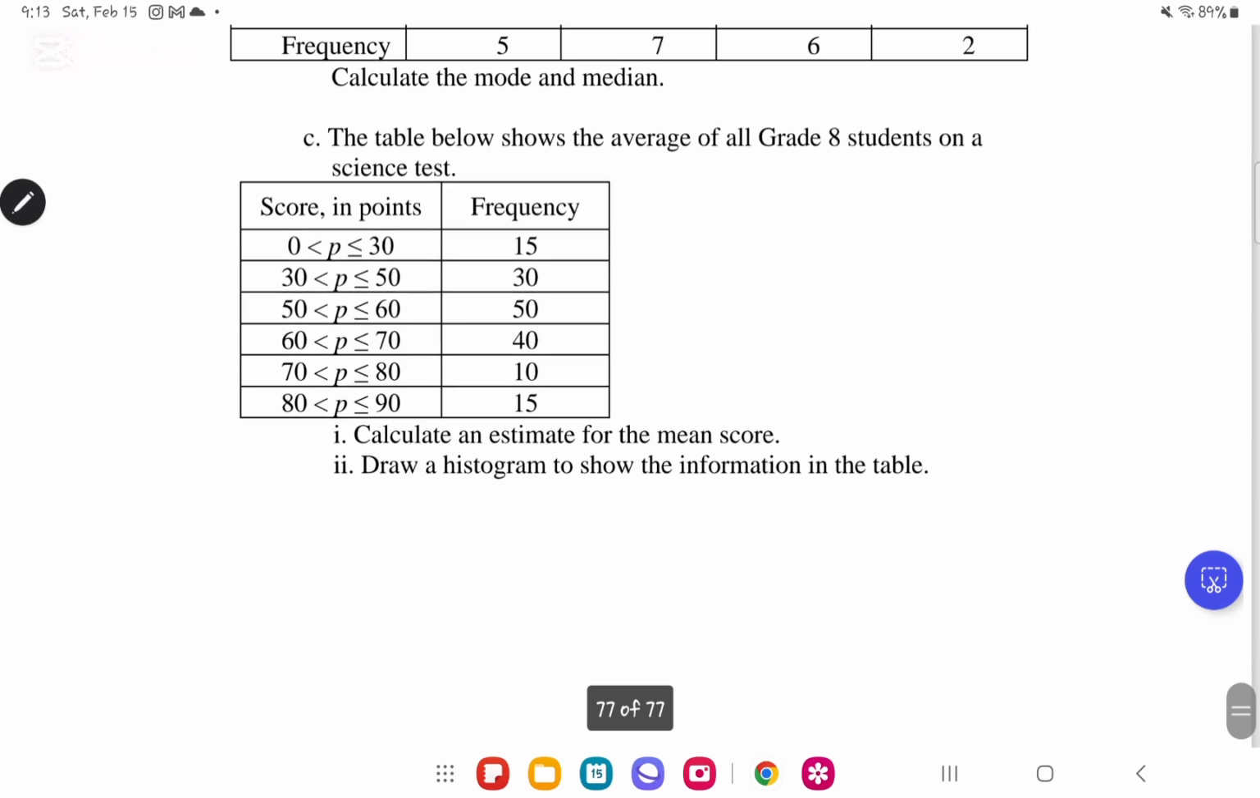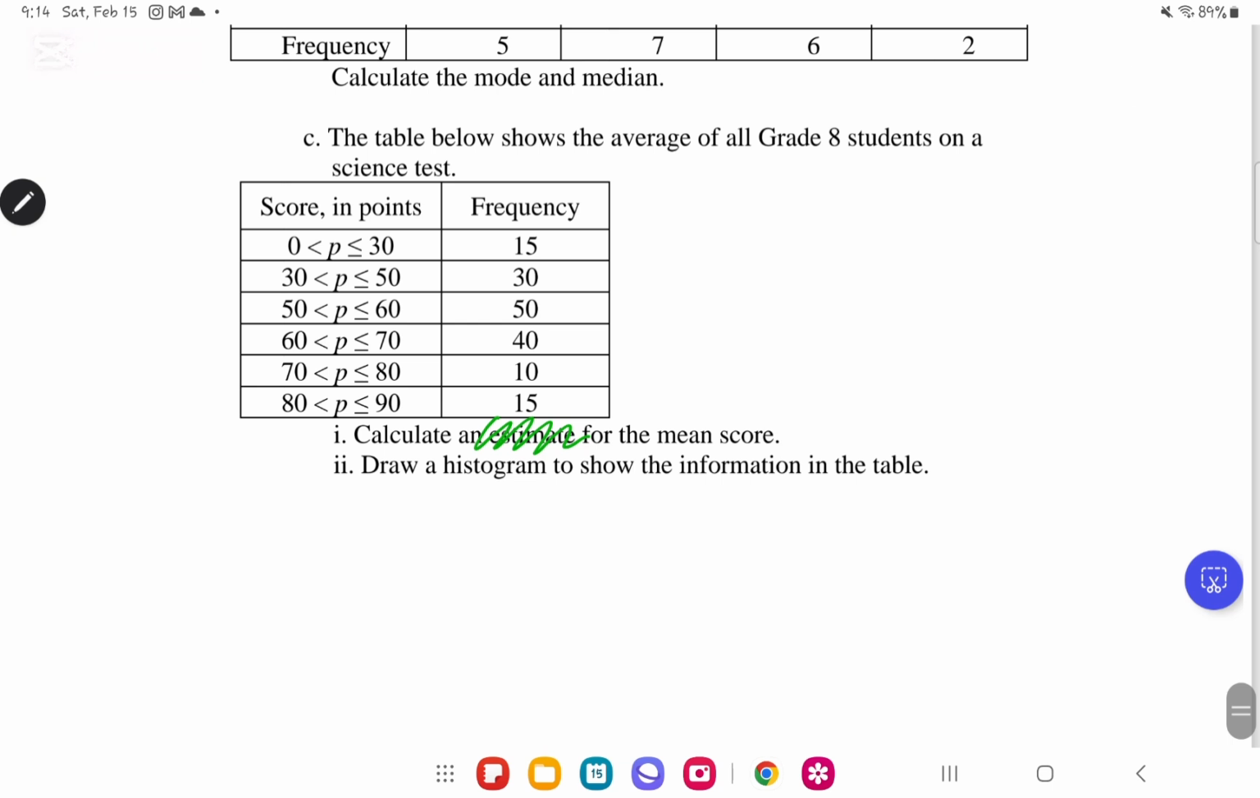In part C, it says the table below shows the scores of all grade 8 students on a science test. The score in points is between 0-30, 30-50, 50-60, 60-70, 70-80, 80-90. And then the frequency is given over here. They said calculate an estimate for the mean score. I'm not going to focus on the estimate right now. I'll just show how to find the mean score using the intervals.